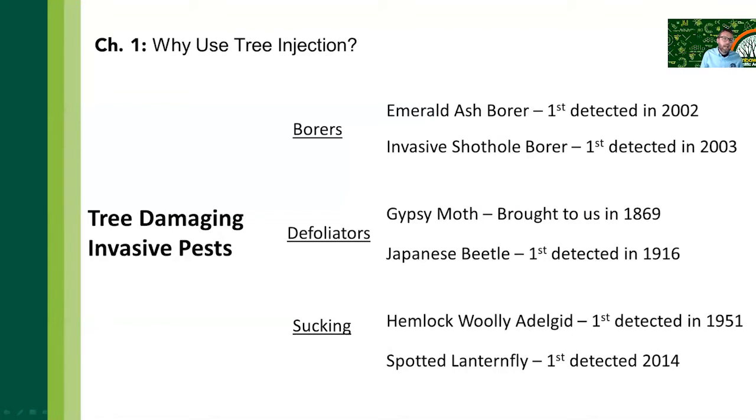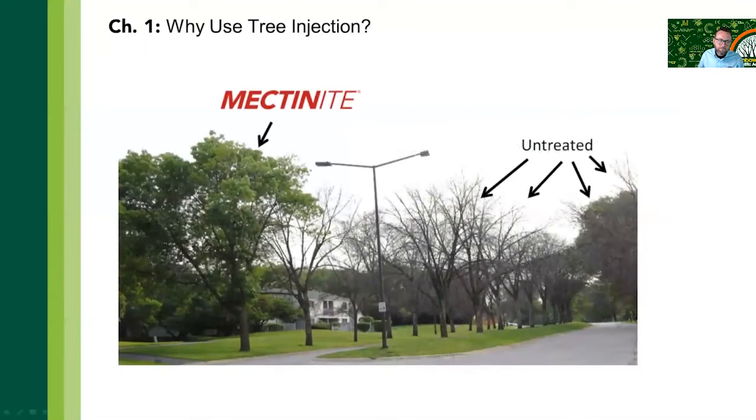So you can see here, in this case, just an example of 6 invasive pests that we can use tree injection to manage. And notice again, we have boring insects, we have defoliators, we have sucking insects, and of course we have some native pests that fall in these categories that we might also want to manage.